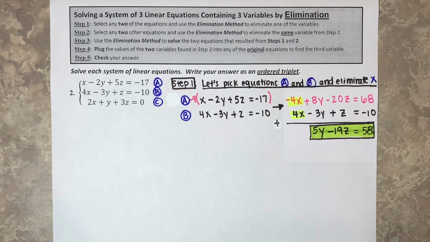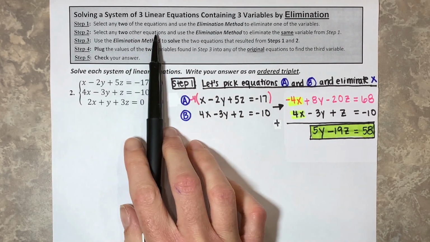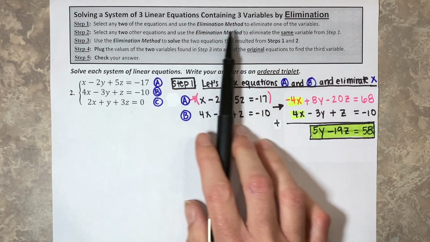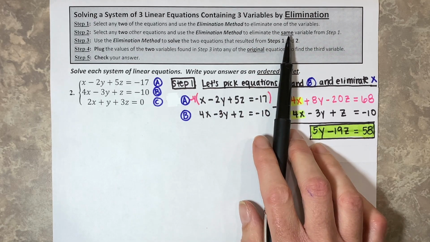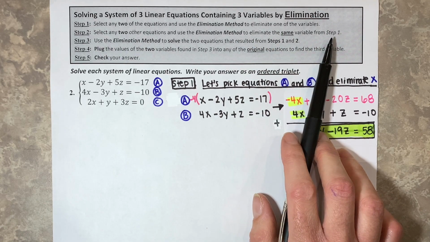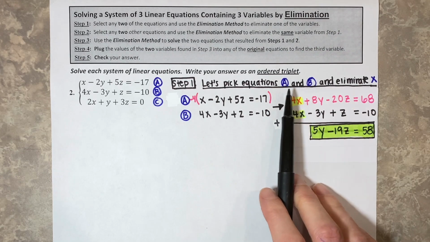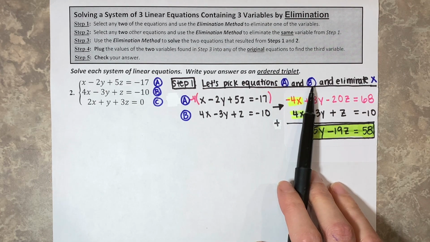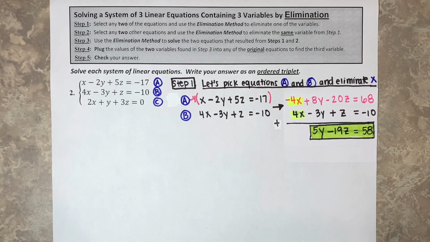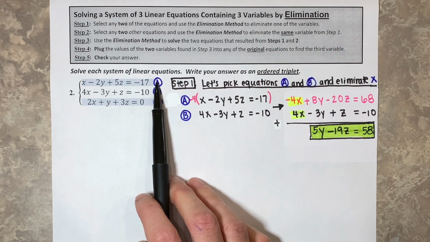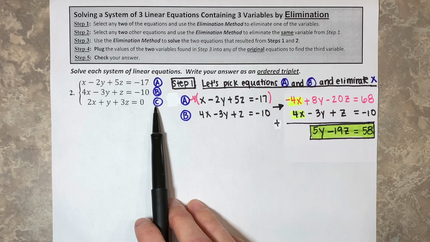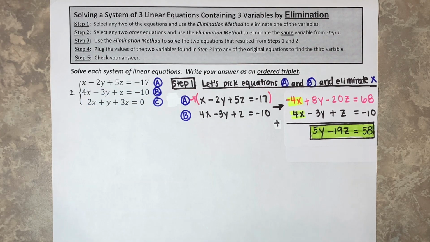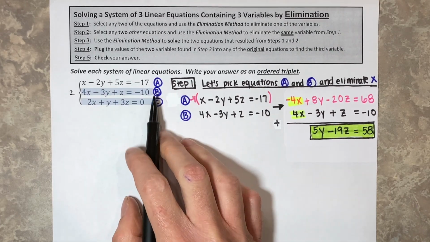In step 2, we want to select any two other equations and use the elimination method to eliminate the same variable from step 1. So in step 1, we picked equations A and B. In step 2, we want to pick any two other equations. We could either pick the pair A and C, or we could pick the pair B and C. Either of those pairs will work. I'm going to just randomly pick equations B and C.